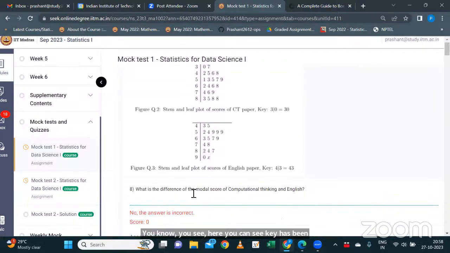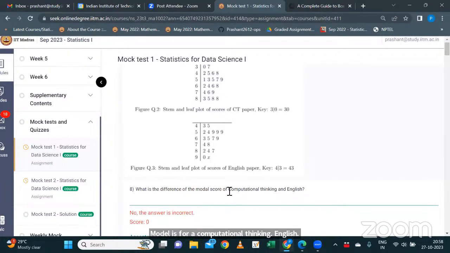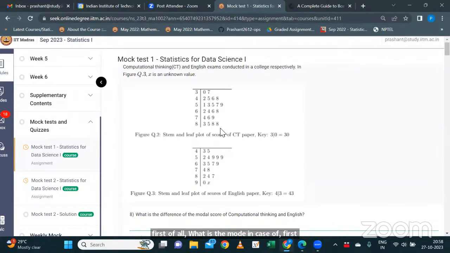So what is the difference of the mode score of computational thinking and English? First of all, what is the mode in case of the first one? It is 88, right? Because 88 is occurring 2 times and no other is repeating. And in the second one, 59, right? The difference between these two will be 29. Got it?